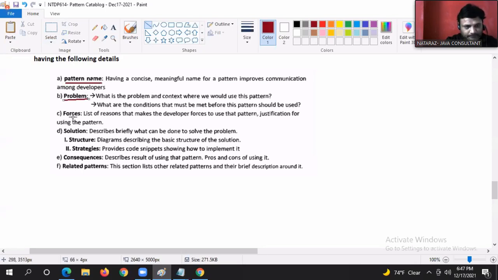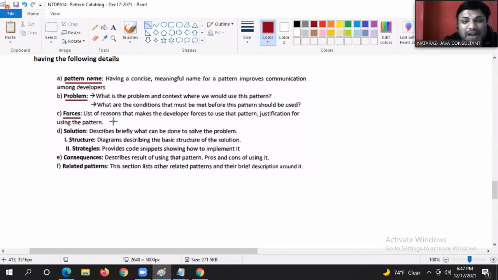Next, forces. A list of reasons that force the developer to use the pattern, a justification for using the pattern. Okay, you have a reason. You should justify yourself. Why am I using singleton? When data is not there in the class, when state is not there in the class, if you create more objects for the class, it is a waste of memory, a waste of CPU time. You have a reason to use it or not?